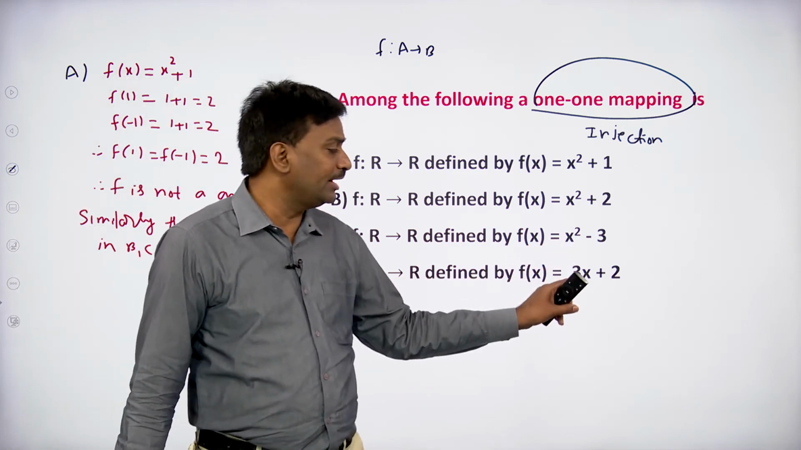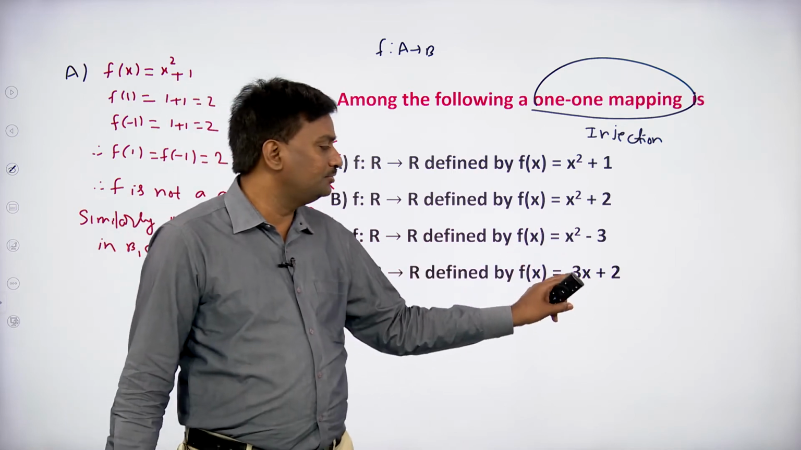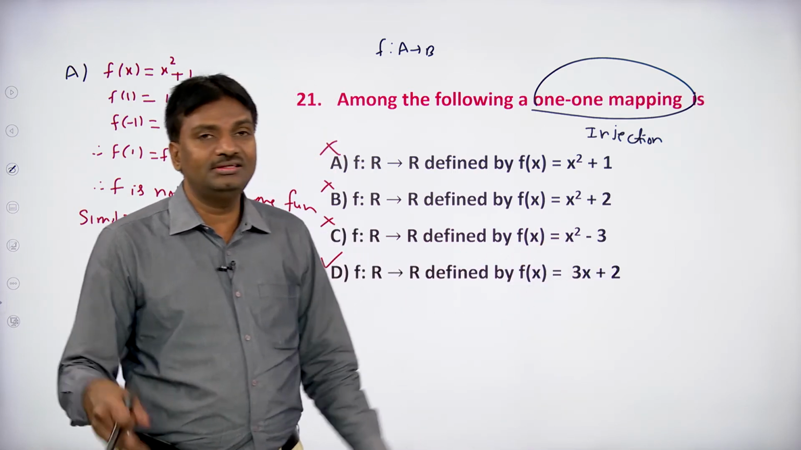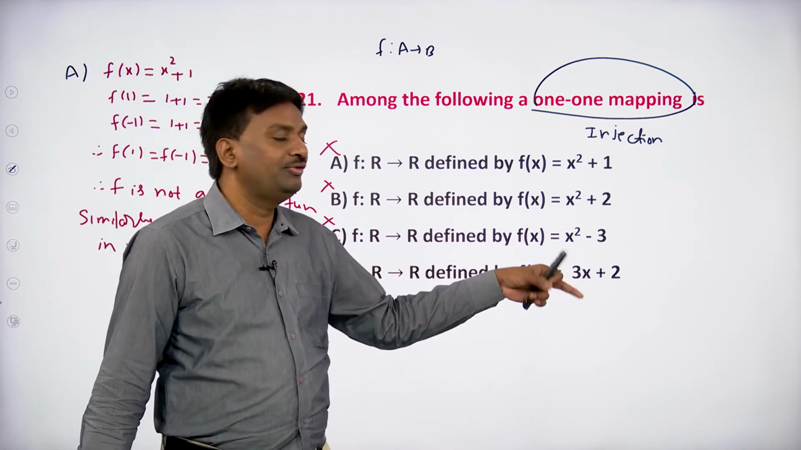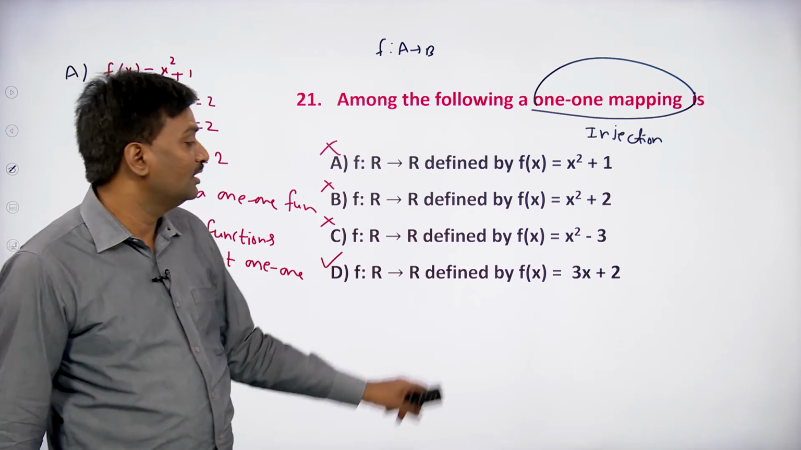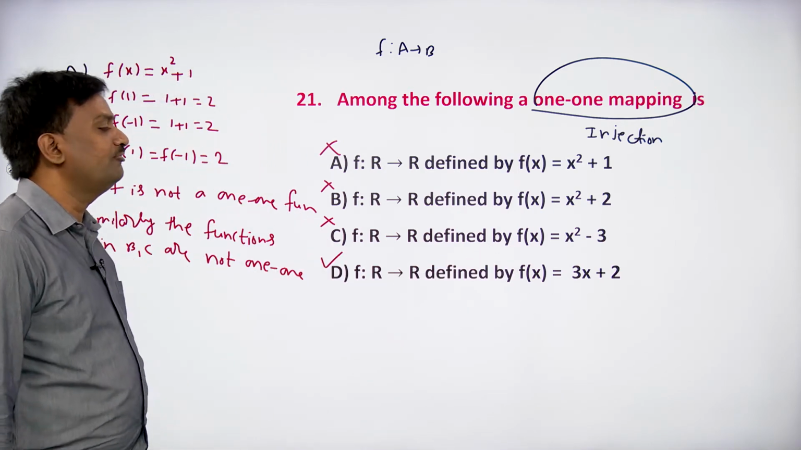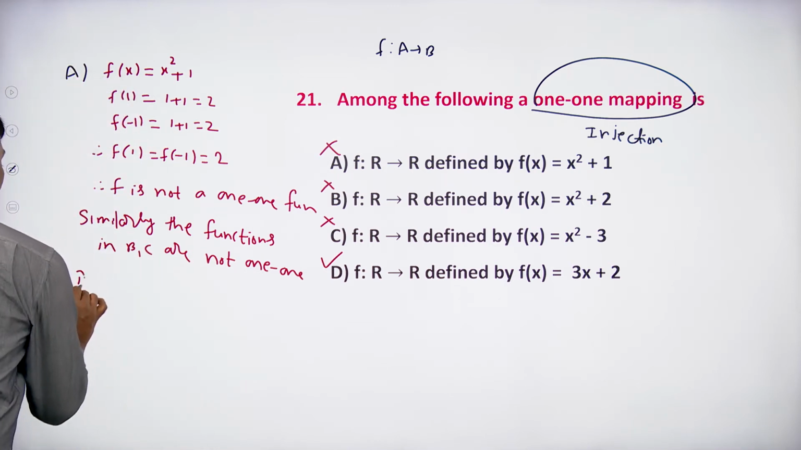For example, if you take x equal to 1, 3 into 1 plus 2 is 5. If you take x equal to 0, we get 2. If you take x equal to minus 1, 3 into minus 1 is minus 3, plus 2 is minus 1. So, for different values of x, we are getting different images for f of x. That is why we can say f maps R to R defined by f of x equal to 3x plus 2 is a 1-1 function.